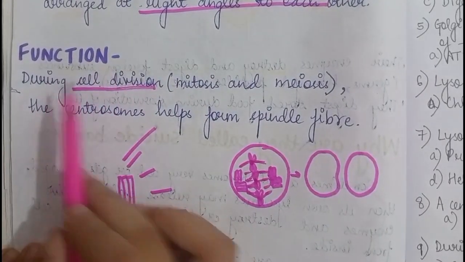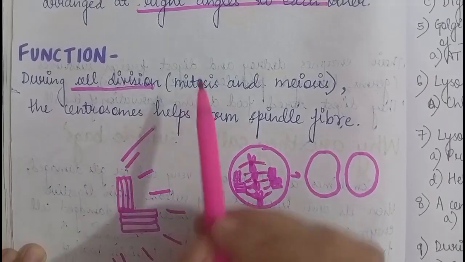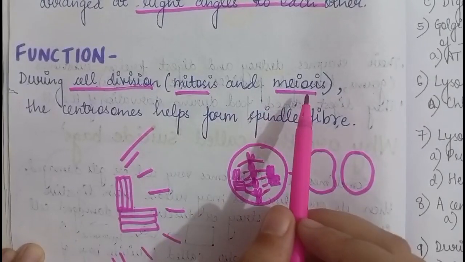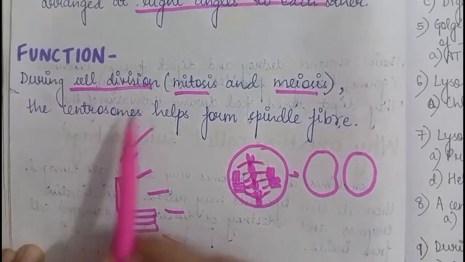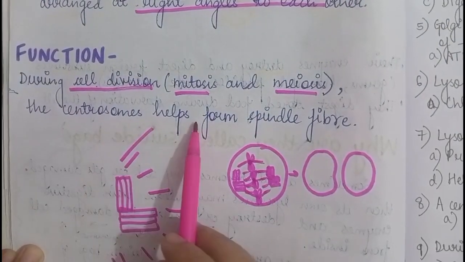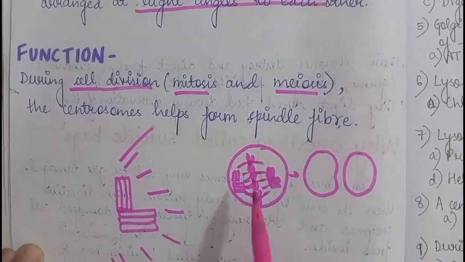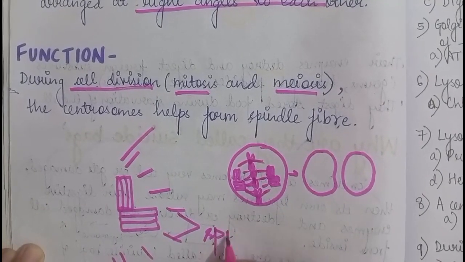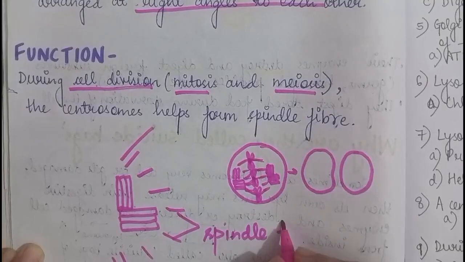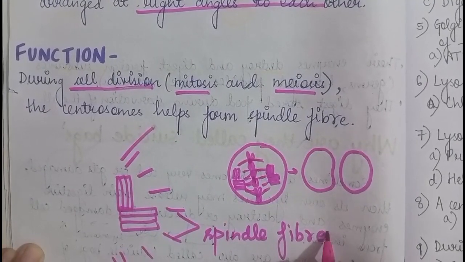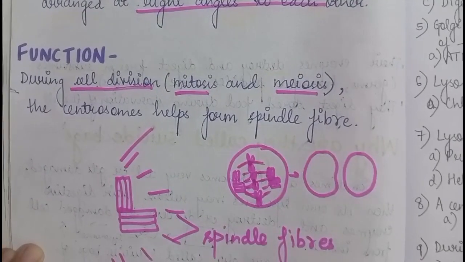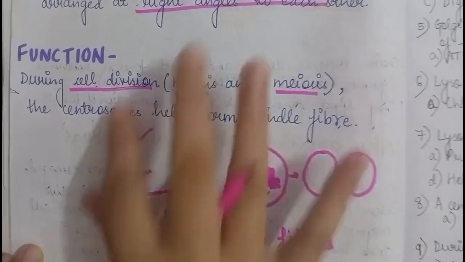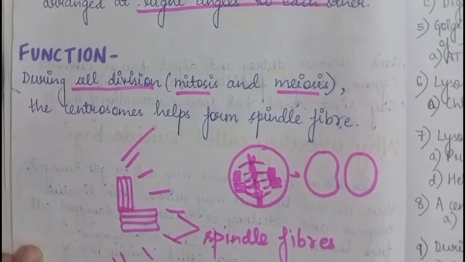Their function is division of the cell, during mitosis and meiosis. These are the different stages of cell division. So the centrosome helps form spindle fibers. These are spindle fibers, and these spindle fibers are formed by these centrosomes. Okay, I hope it is clear. Now let's solve the questions.